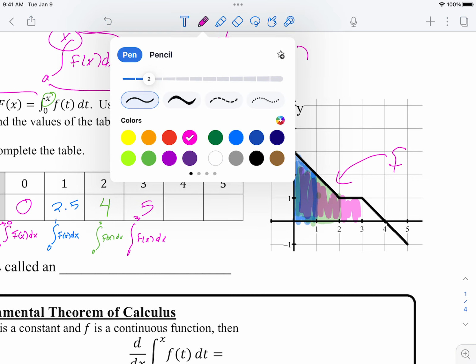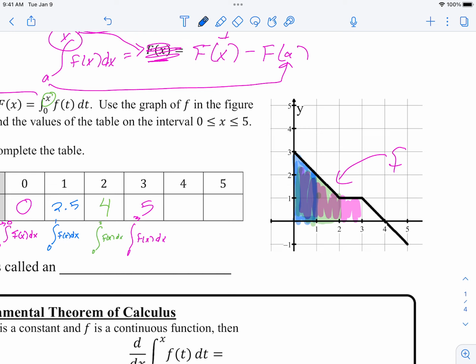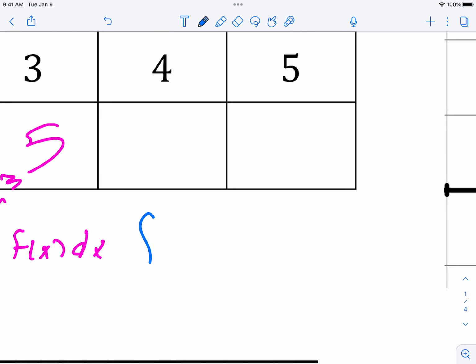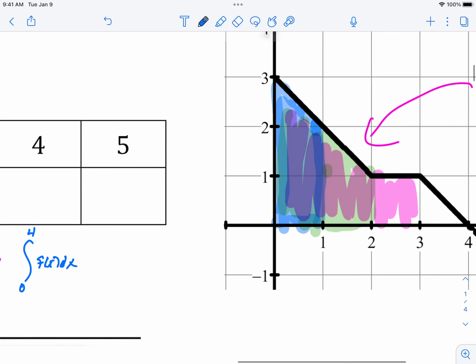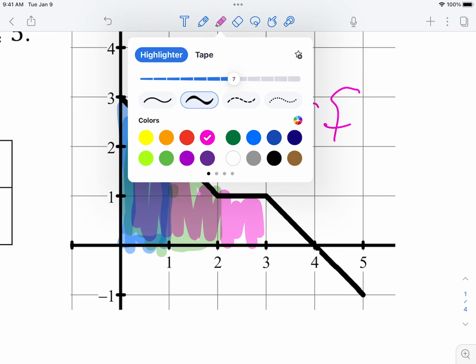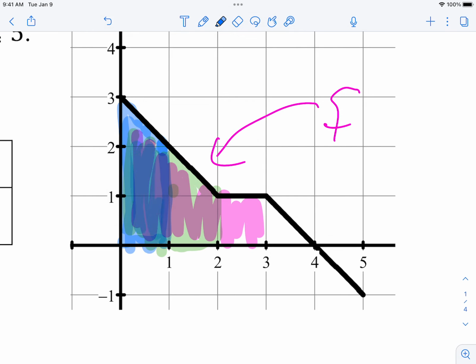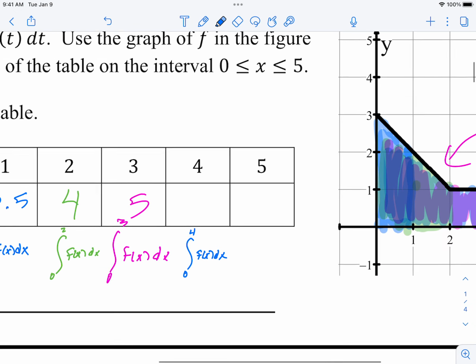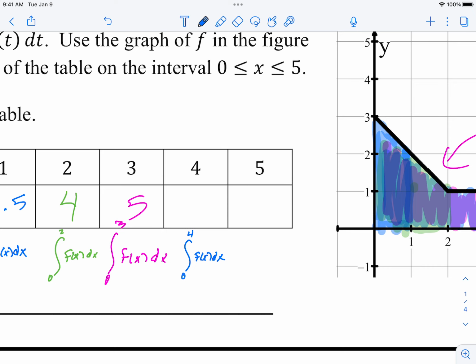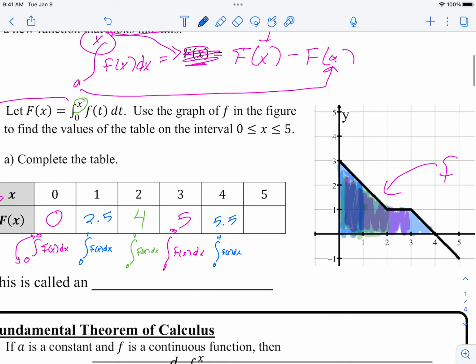Let's see where that takes us. Let's go with that light blue again. Integral from 0 to 4 of f of x dx. And let's see what the shading says. Here goes. Shade, shade, shade. It adds another half. So now we're at 5.5 total. So we're just accumulating as we go along. And that's actually one way to think about this. It's just an accumulation of areas from 0 to x.